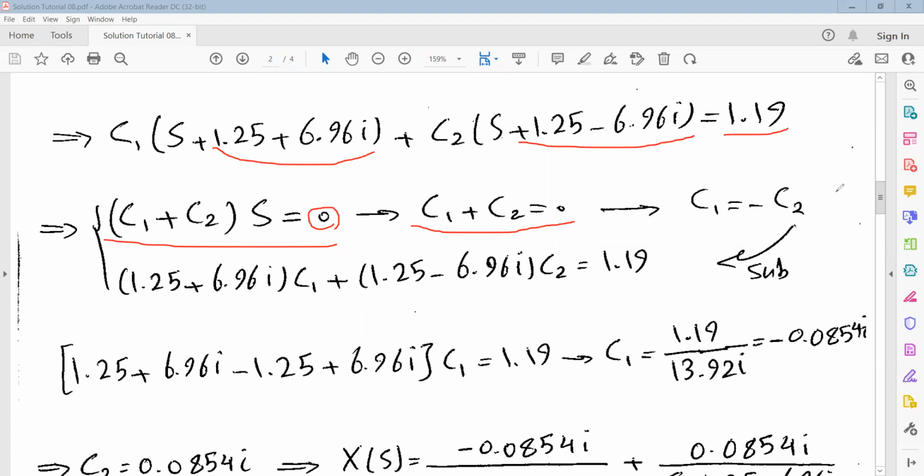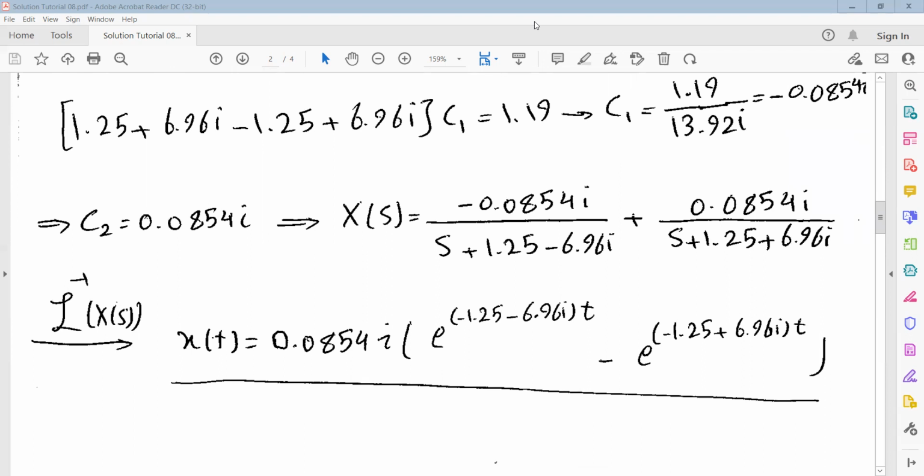Now we can solve this, and from the first equation we obtained that C1 is equal to minus C2. So you can substitute here instead of C1, for example, minus C2, or instead of C2 you can substitute minus C1 and solve and obtain two values for C1 and C2. And as you can see, C1 is equal to this value and C2 is equal to minus of this value. And when you substitute, you can obtain X(s) in the form of two subfractions.